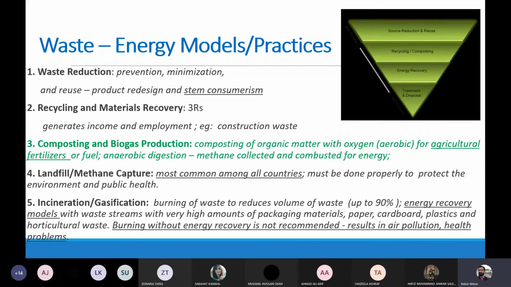So if you are going to incinerate your waste, or you are sending your waste to the gasification plant, you must be recovering the energy. If you are not going to recover the energy, it's not recommended, because it would be adding air pollution. Your total quantity of the solid waste obviously would be reduced, but you are adding another problem to the environment. And if you are operating the incineration plant on a regular basis, then it would be creating a lot of health problems in the community, and it is not recommended in that regard, obviously.